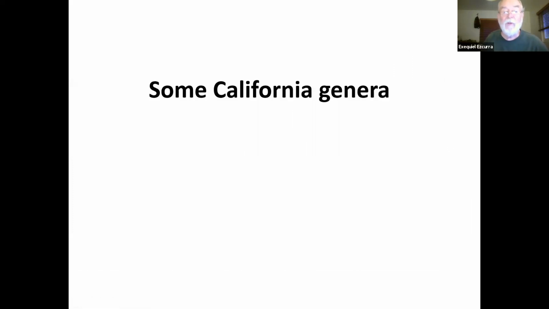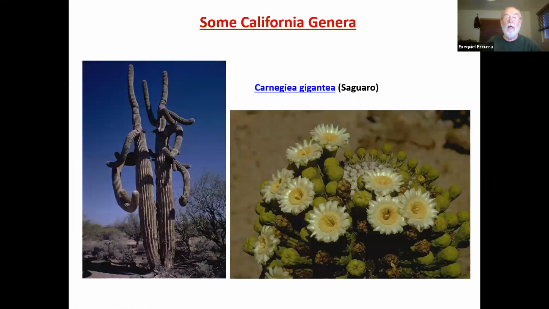So we're almost done with cacti. Let us talk about some California genera. The saguaro. The saguaro is mostly Arizonan, but it does grow in the lower Colorado Valley near Yuma. Yuma is still Arizona, into the United States, or east of the Salton Sea and the mountains there, you will see some saguaros near the lower part of the Colorado River. The flowers of the saguaro, as you can see by the white, bright color and the tubular shape, are pollinated by bats.